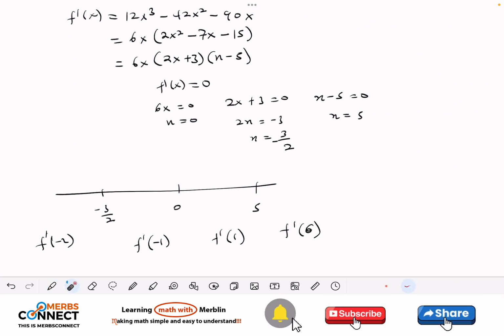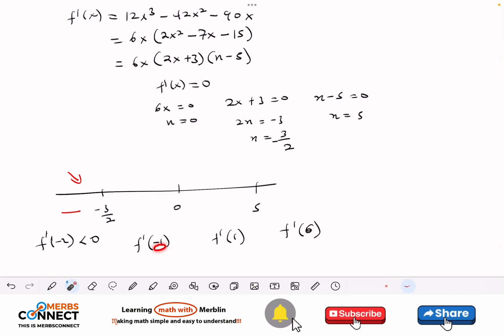Let's check. Plug negative 2 into this. So negative 2 here will be minus 4 plus this. This is going to give us minus. And then minus 2 here, this is also going to give us minus. And this is also going to give us minus. So minus minus is positive. Positive minus will still be minus. So this one should be less than 0. So here is going to be minus and it's going to decrease.